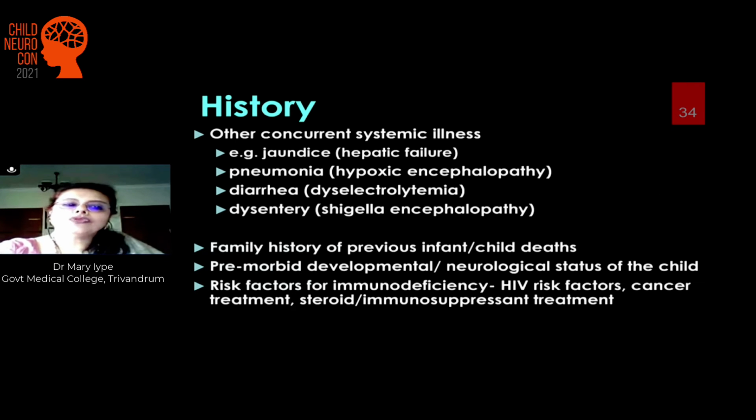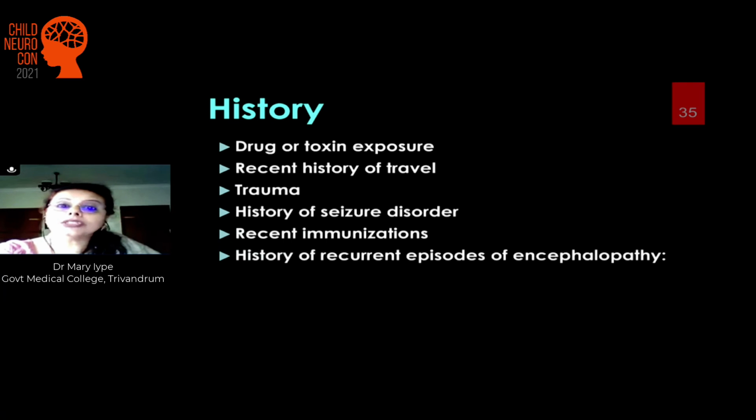Now, you look for drug or toxin exposure. It could be a toxic encephalopathy. Recent history of travel, as you know, SARS-CoV was first there in China, and people who came from China had the disease. Trauma, it could be a subdural hemorrhage. History of seizure disorder, it could be non-convulsive status. Recent immunizations producing demyelinating disorder. History of recurrent episodes of encephalopathy as occurs in inborn errors of metabolism.